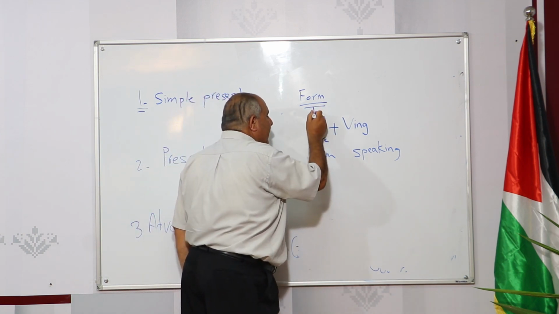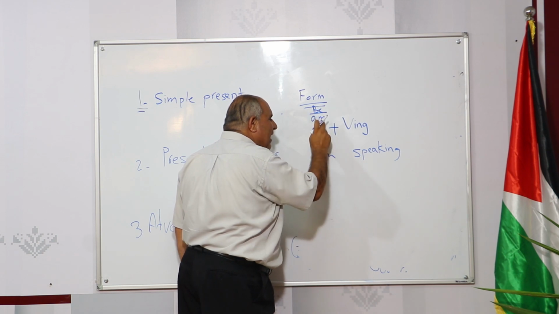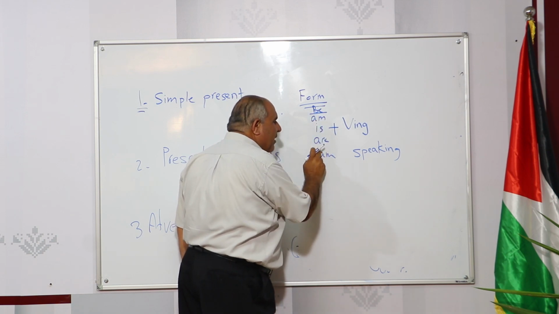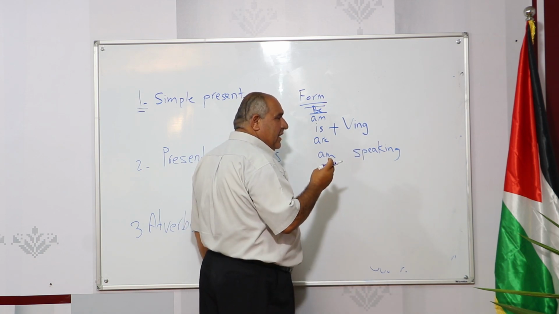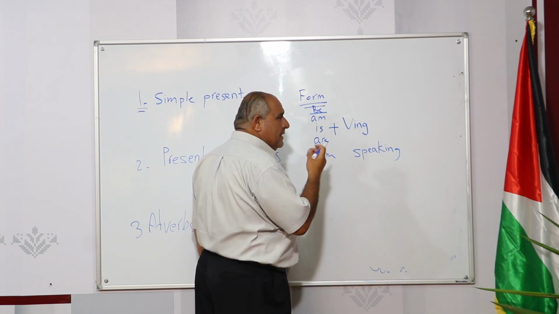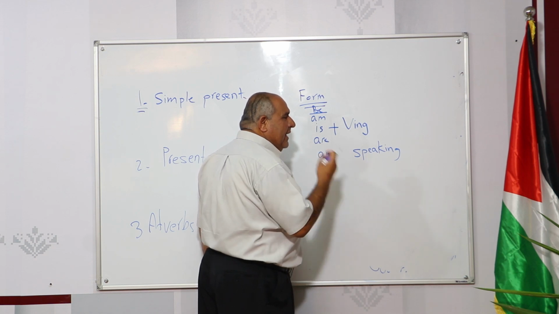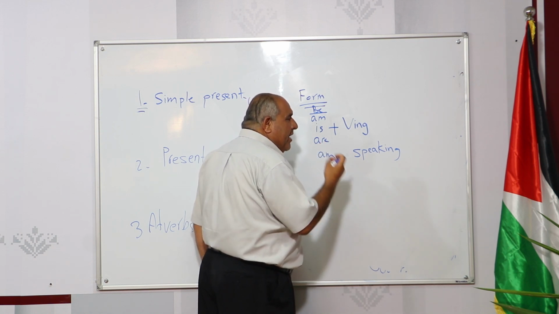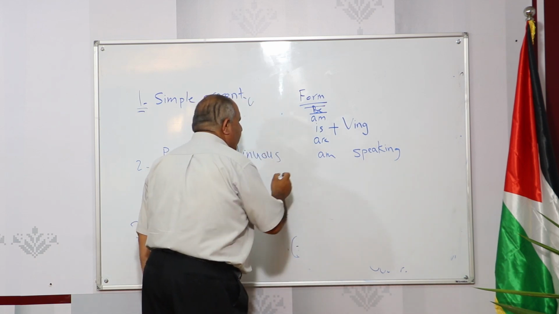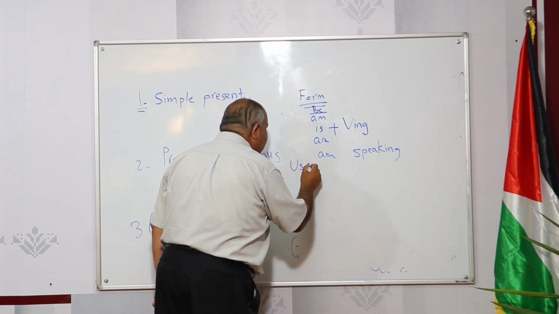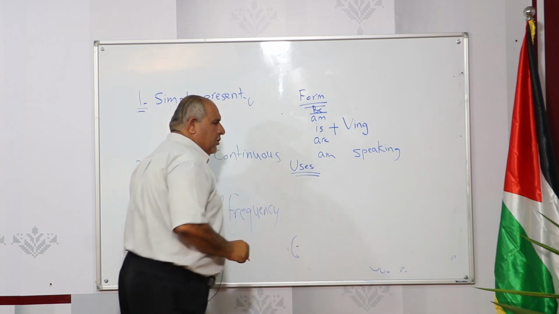We use verb to be, one of them in the present, either am or is or are. Then we put the verb in the ing. We take the infinitive without to, in speak, play, listen, celebrate, and so on, and we put ing for it. This is about the form. Now, how about the uses of the present continuous?